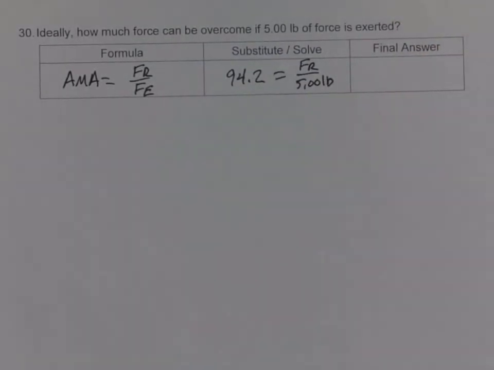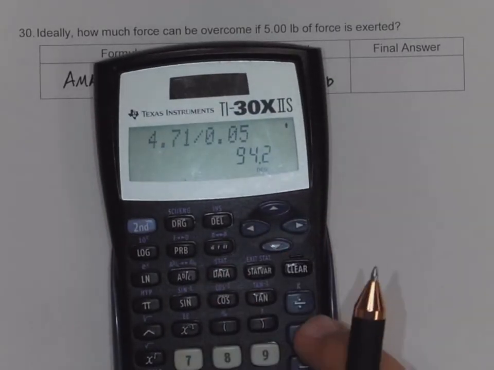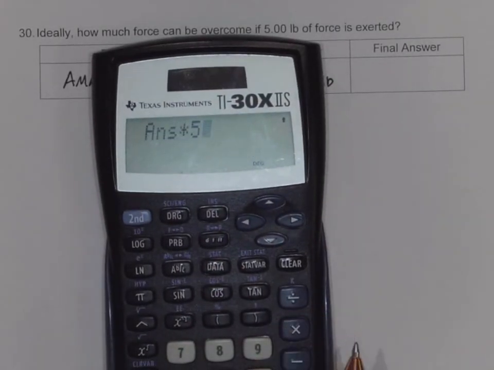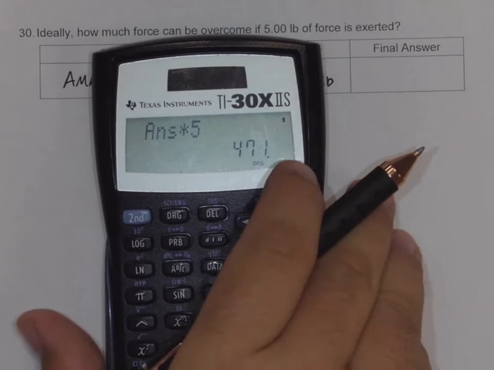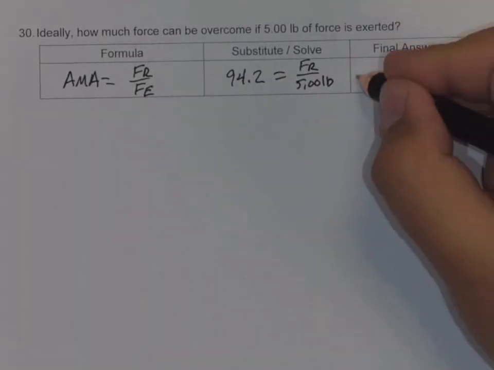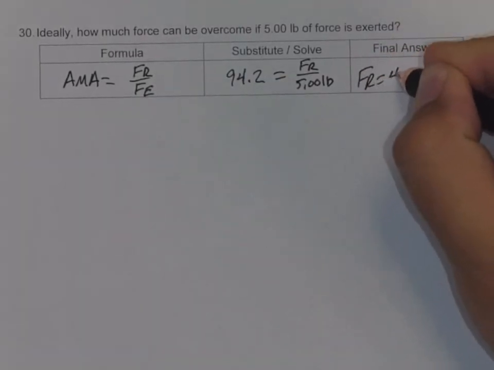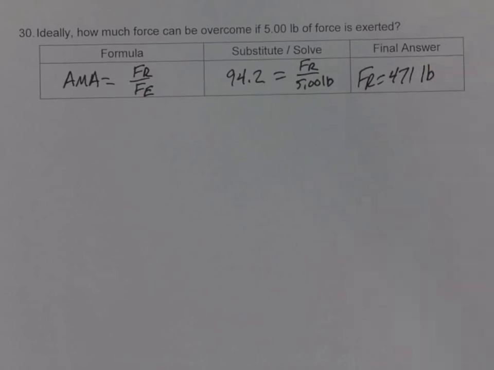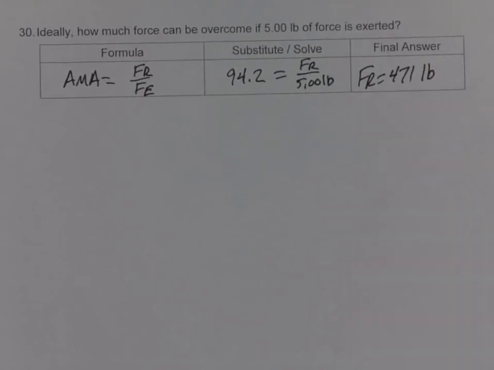So again, just multiply 94.2 times 5. It's going to give us 471. That means we're able to overcome 471 pounds of resistance force if we utilize this particular setup for a screw, as well as applying 5 pounds of effort.